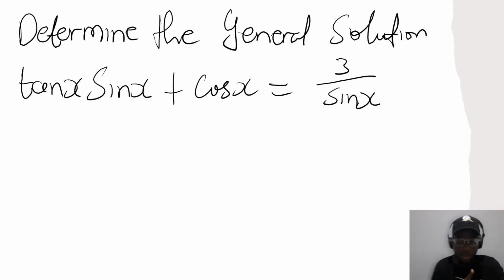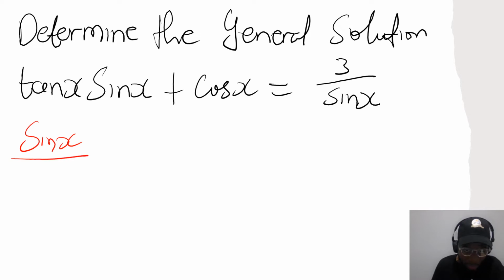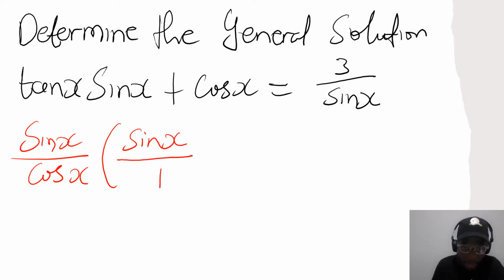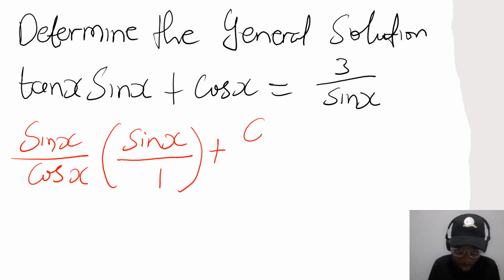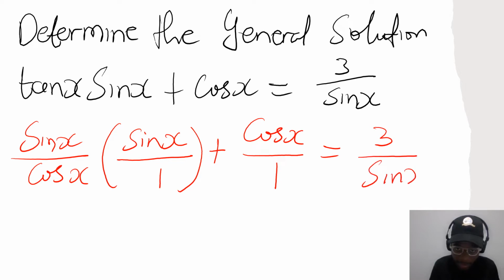So the first thing that you need to do here is to change your tan x. Tan x is the same as sine x over cosine x, multiplied by sine x divided by 1. Anything divided by 1 stays the same. Plus cos x divided by 1 equals 3 divided by sine x. I believe we are still together.